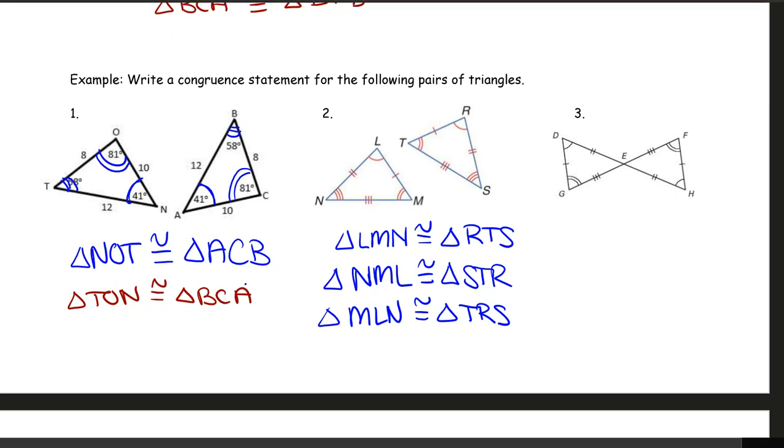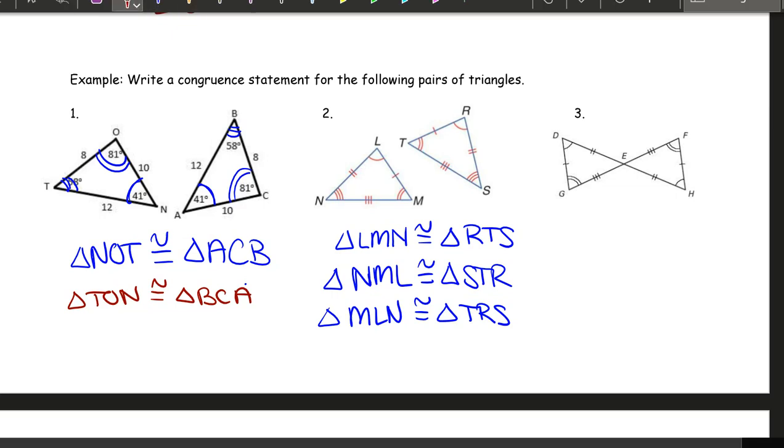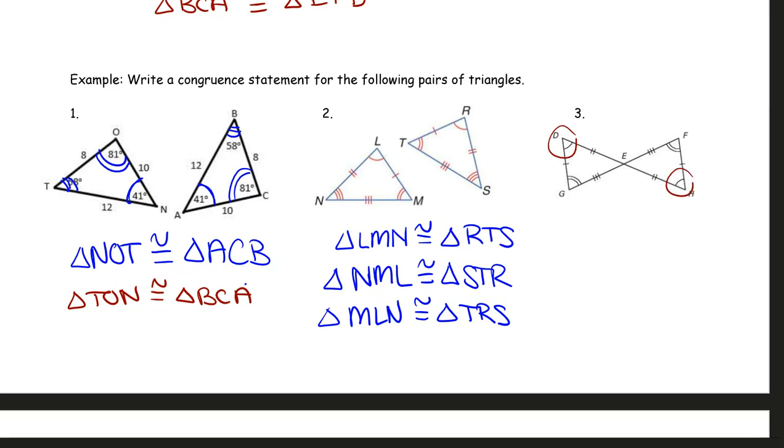For number 3, I see that all I have is D and H that are congruent, and G and F which are congruent. However, I do see vertical angles, which helps me a lot. So I'm going to call this DEG, which means I would have to call the second one HEF.